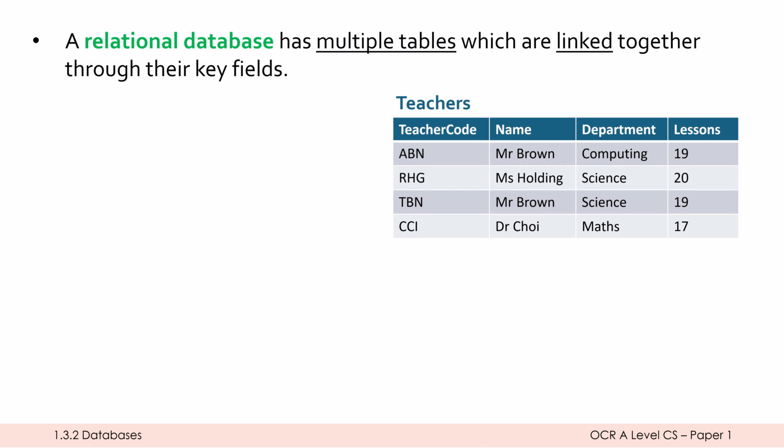First of all, I might want to store data about teachers, and because I'm going to have multiple tables, we now have to give tables a name as well. So the table is called teachers in this example. I've got 4 fields, and I've got 4 records.